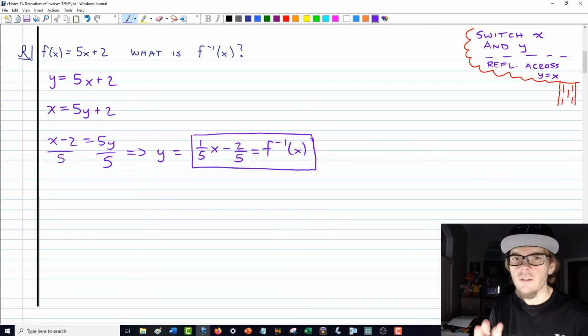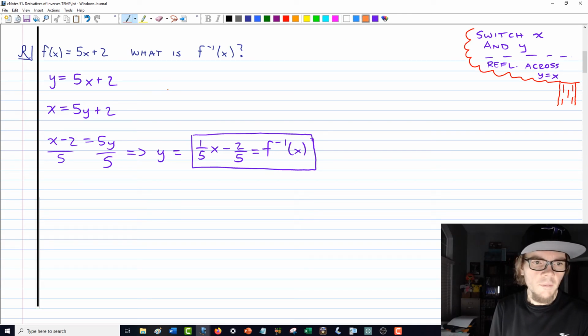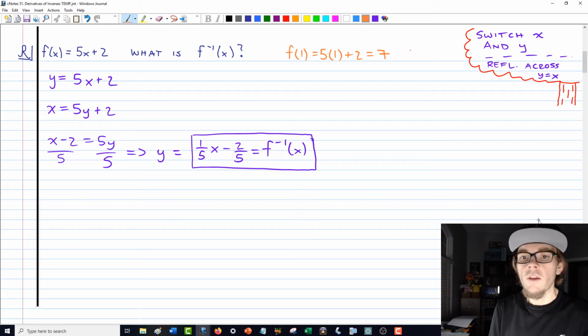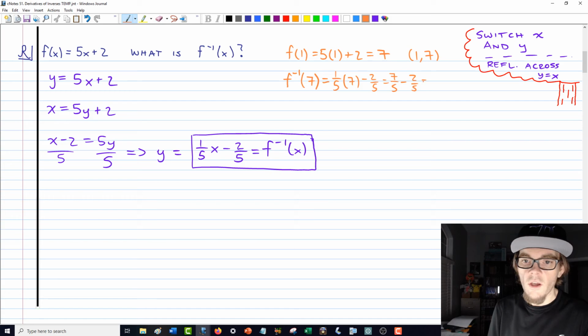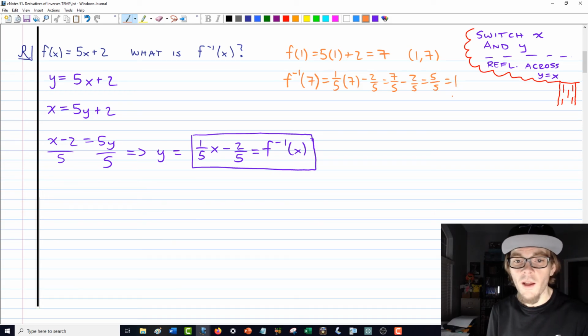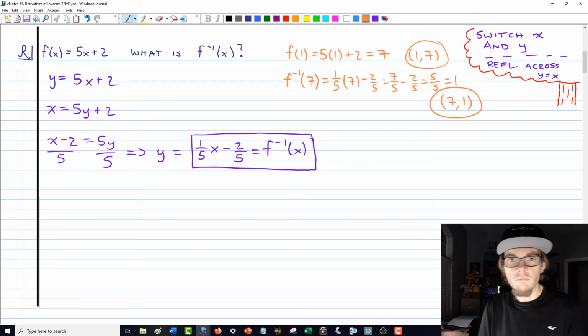So let's test that out for a second just to confirm that this did actually work the way I've described it. So let's pick a number. Let's say that we want to compute f of 1. So obviously if we plug in 1, we get 5 plus 2 is 7. So that means the point 1 comma 7 is on the original function f of x. The question is then, what happens if we plug in the output into the inverse? Well, in this case, we'd have 1/5 times 7 minus 2/5. That's going to be 7 over 5 minus 2 over 5, which is equal to 5 over 5, which is equal to 1. So that means on the inverse, we have the point 7 comma 1, which is the literal flip of that original point. So there's this nice connection.